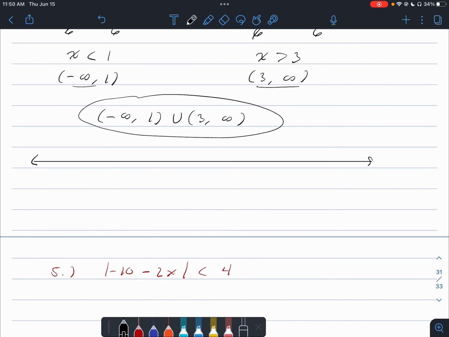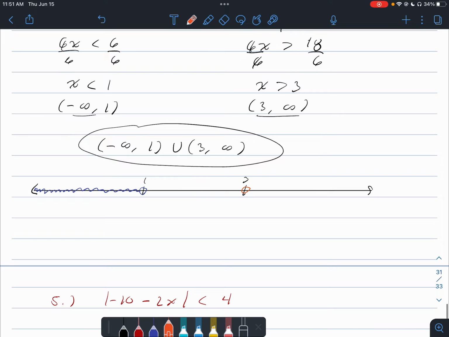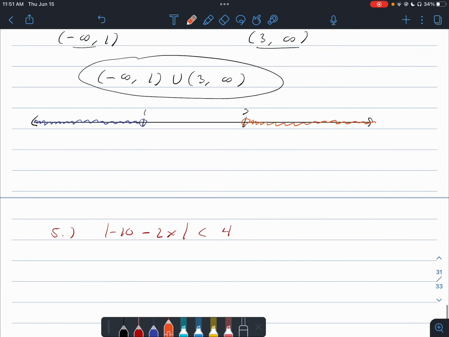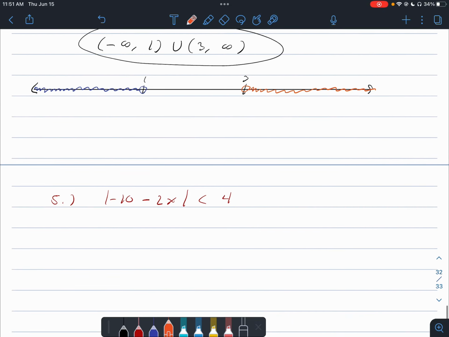We can write our relevant values down. We have 1, we have 3. We're not going to include the point 1, so we do a little circle here, and we want everything strictly less than 1. And here we want to not include the point 3, and we want everything strictly greater than 3. So there we go. That would also be a valid way of writing your answer here. I can't remember if Alex wants you to do it with interval notation or if they want you to do it with graphing, but you should be equipped then for either way.